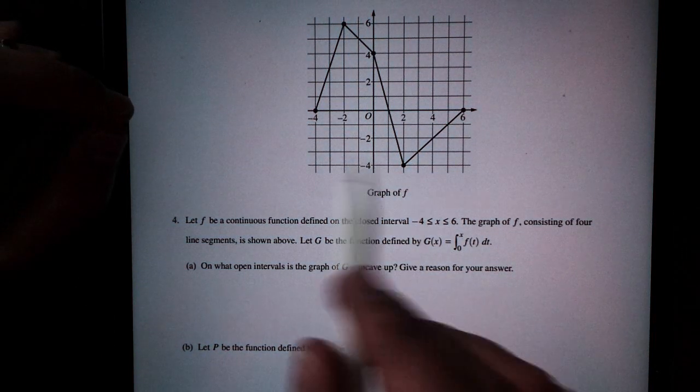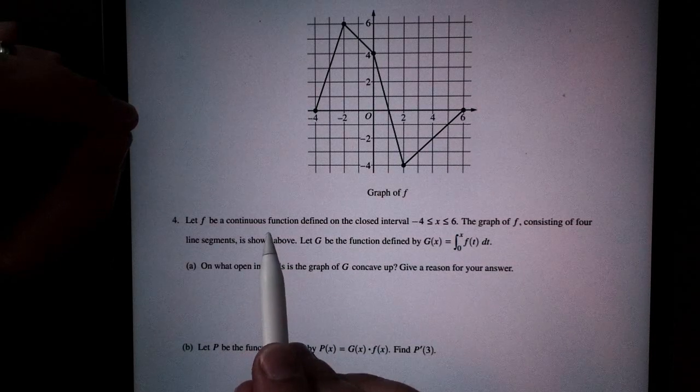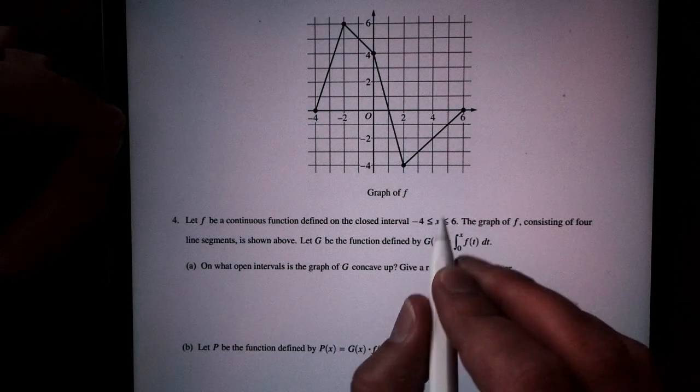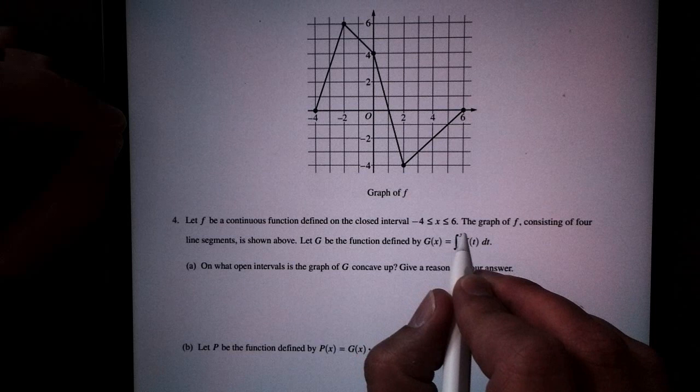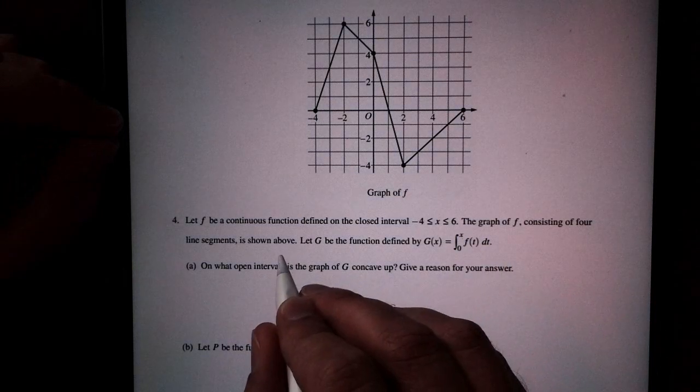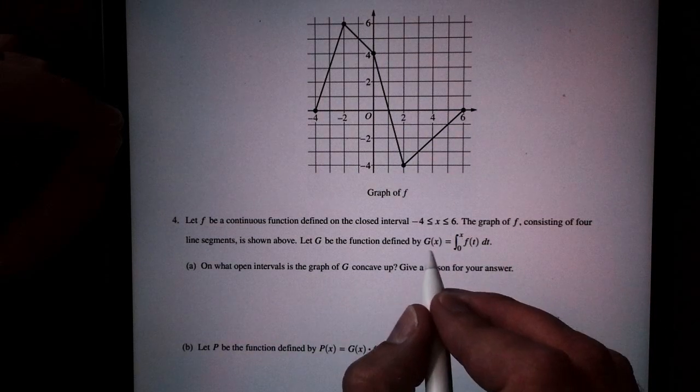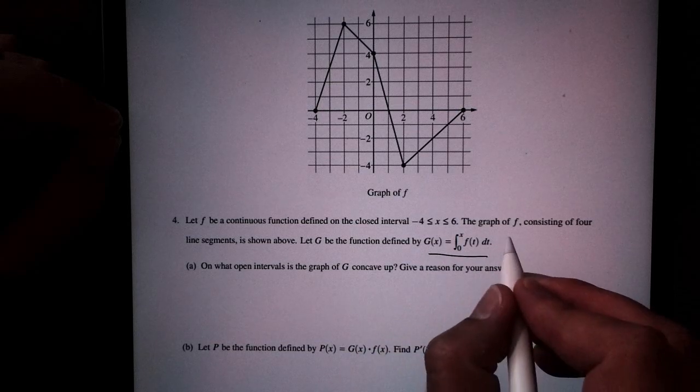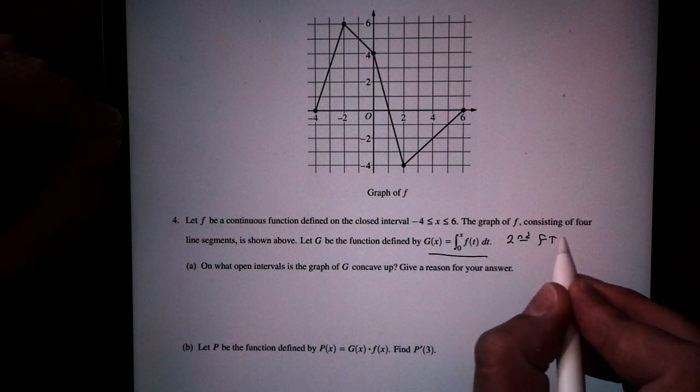Question number 4: we're given this graph, and it says let f be a continuous function defined on the closed interval -4 to 6. The graph consists of 4 line segments as shown above. And they're saying that g of x equals this integral right here. So again, this is our second FTC.